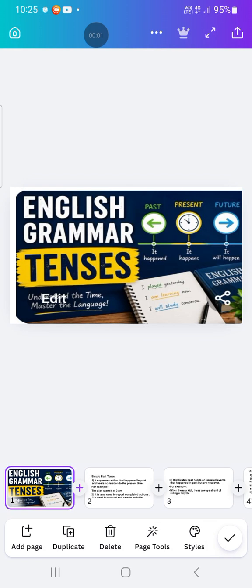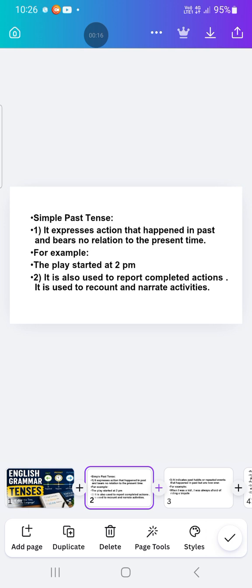Hello friends, today we are going to learn tenses. We already saw present tense. Today we are going to learn about past tense. So let's start. Past tense.